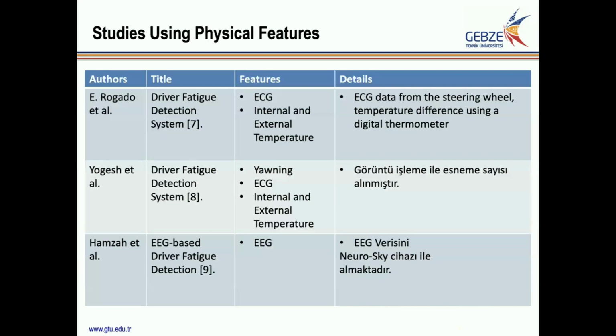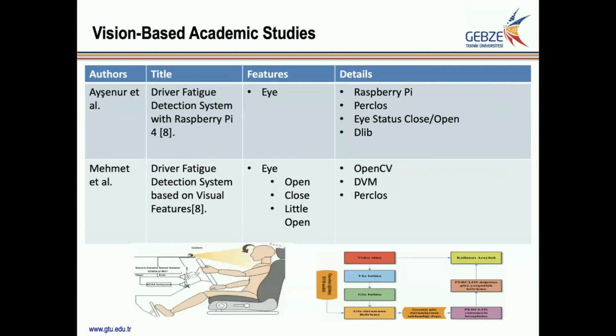For the literature, many people use, for example, ECG and EEG signals from the body and also from the steering wheel, because from the steering wheel they can get some ECG signals. And also Hamza and his friends use EEG signals. Of course, they used different EEG sensors. And other systems are the vision-based systems.